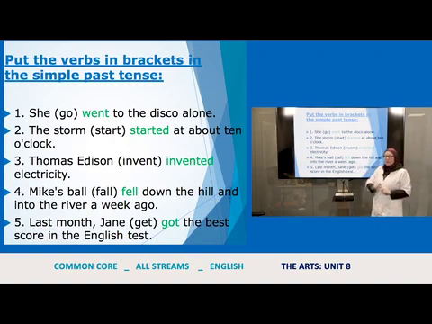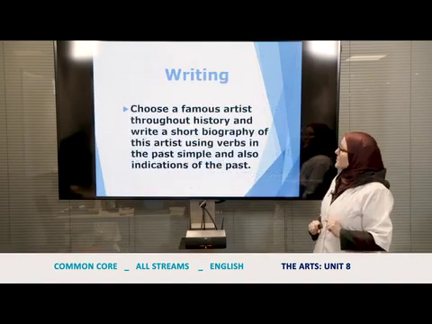Got is the simple past of the verb to get. And I said, and I repeated, it's up to you to learn these verbs because there is no rule. The verb changes and there is no rule for this. The best score in the English test.